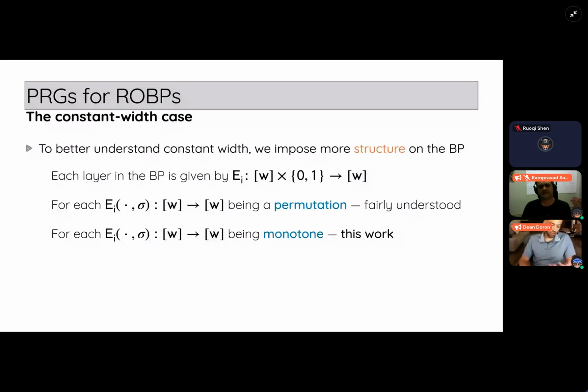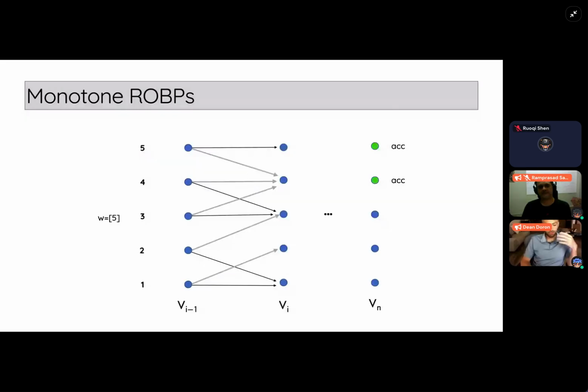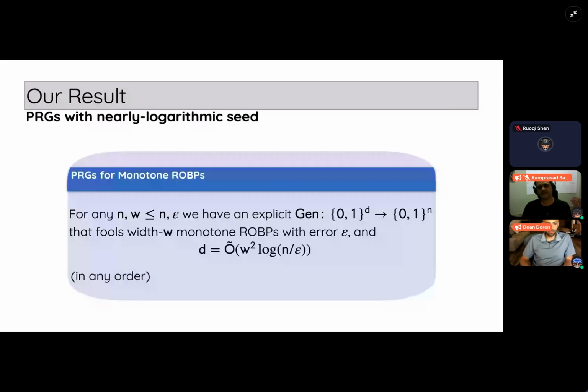In other words, a monotone branching program is such that the edges associated with each edge label do not cross. So let's see it in a picture. Here is a monotone layer. Say the black edges are the 0 edges and the gray edges are the 1 edges, and you see that each function on its own is a monotone function. So what's our result? We get PRGs for monotone ROBPs with nearly logarithmic seed.